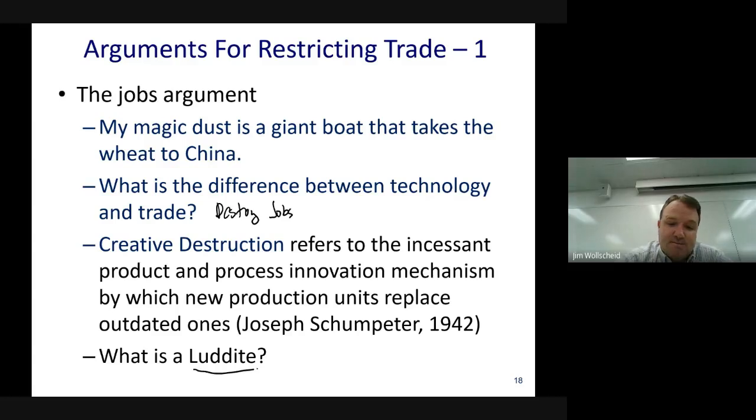For the history people, there is a wonderful term that is referred to as a Luddite. Does anyone happen to know what a Luddite is? Don't look it up. Does anyone know what a Luddite is without looking it up on their phone? Doesn't look like anyone knows, but that is truly what we call people who are against technological progress. So people who are against technological progress are called Luddites.